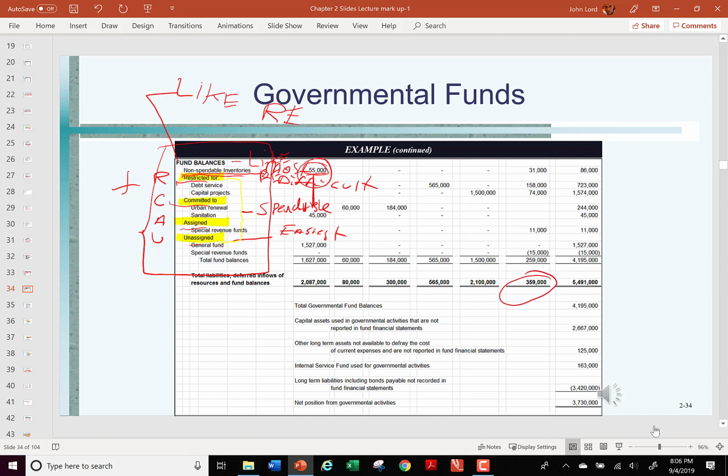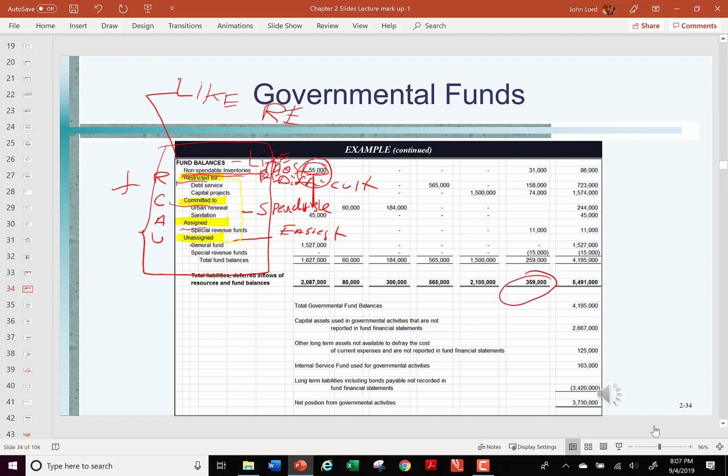Another example of non-spendable, what if you prepay your insurance? If you prepay your insurance, can you take your unexpired car insurance to Safeway and say, hey, give me some milk and maybe you can get this insurance for your car or something? You can't, right? So prepaid items would be considered what? Non-spendable.